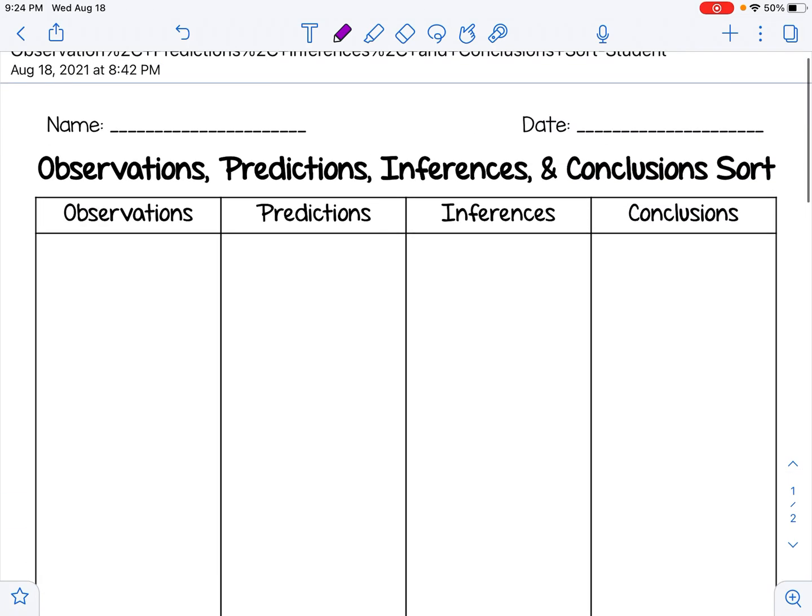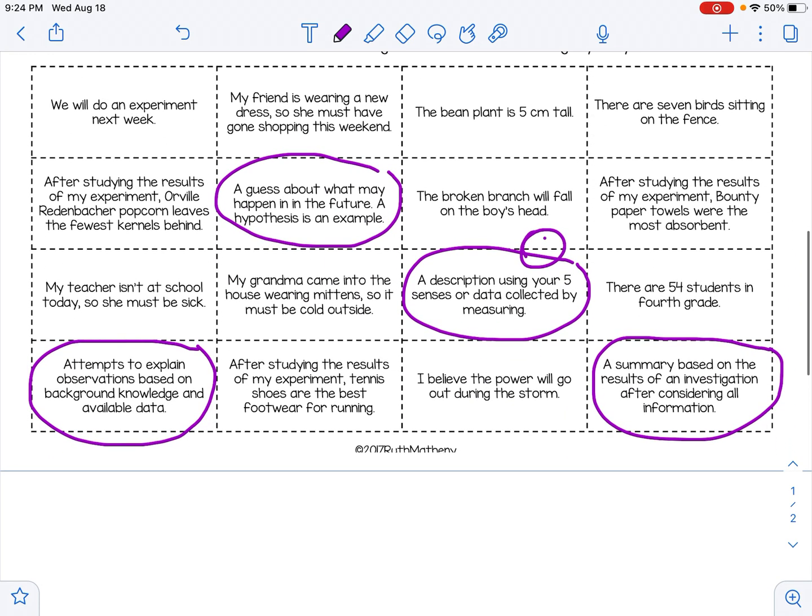All right, so then let's take a look at predictions. We did a little bit with that, or we talked about that a little bit. It's like, what do you think is going to happen next? All right, so it's going to be a guess about what might happen in the future. When you do this in language arts a lot, you do this when you're reading. You're thinking, oh, I wonder what's going to happen with this character. I wonder what's going to happen next. I wonder how this problem is going to be solved. That's what we do in science as well. We make a prediction about what we think is going to happen next.